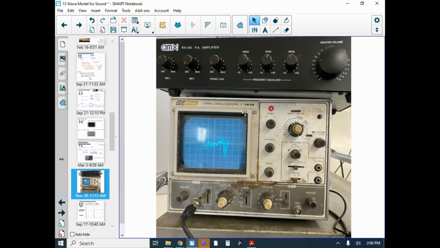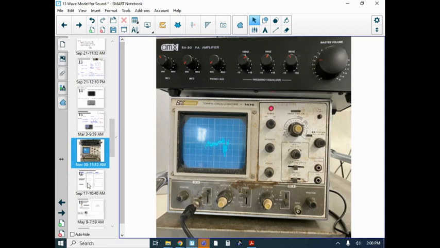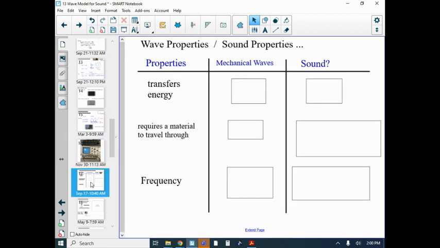This is pictures of my actual setup. There's my amplifier, my oscilloscope, and sound that someone made. Took a picture of it, whatever it was.